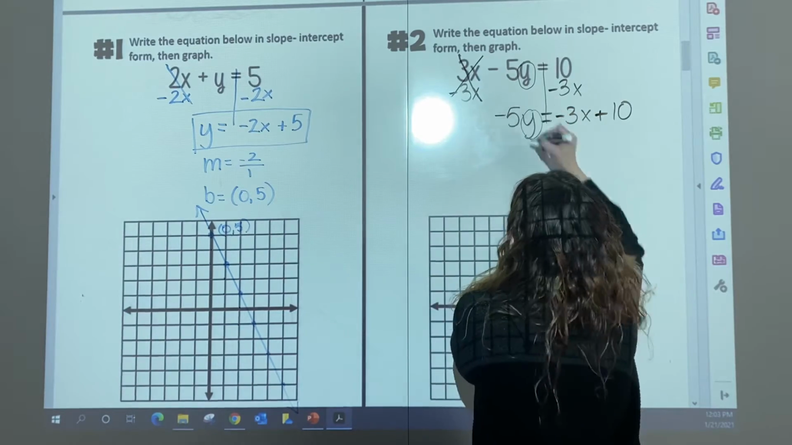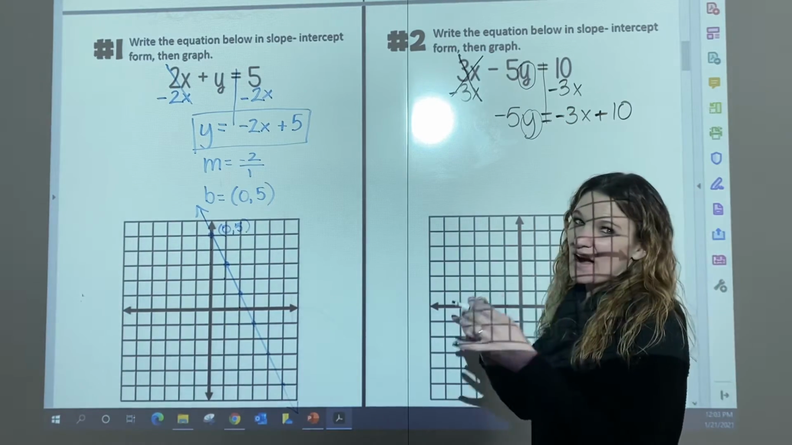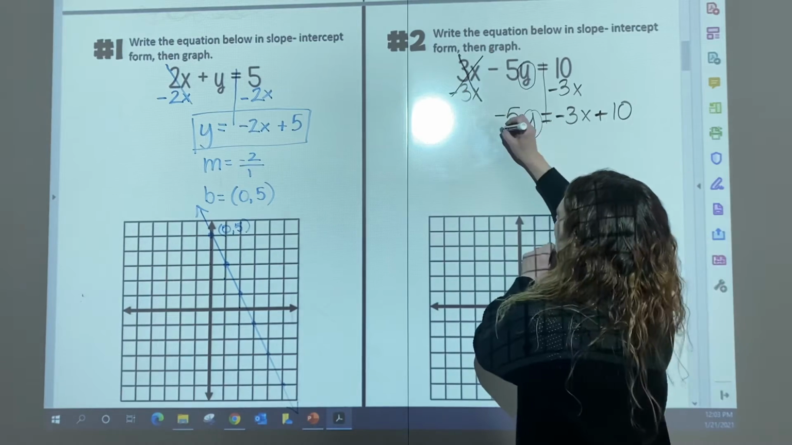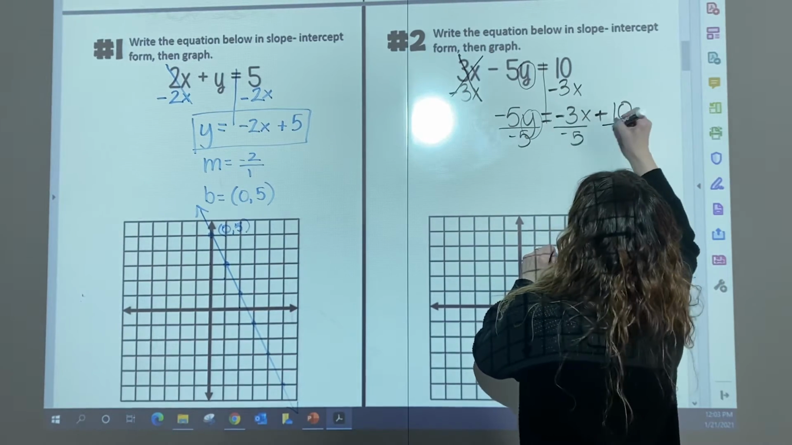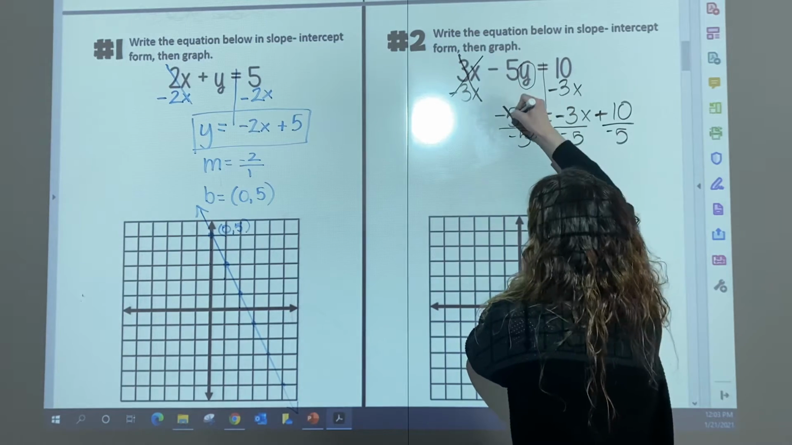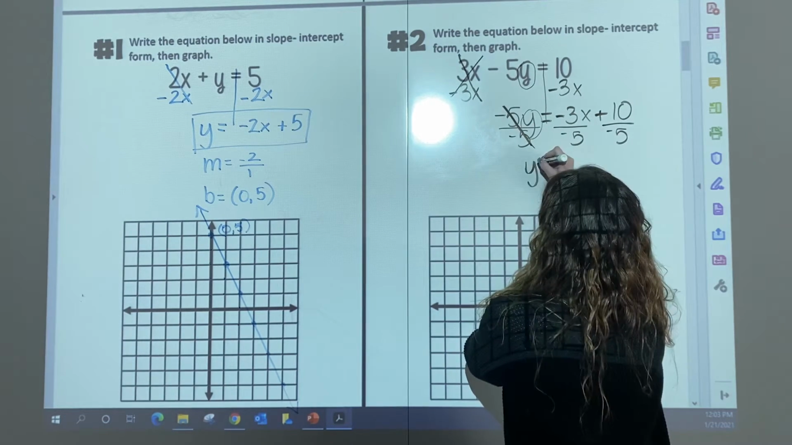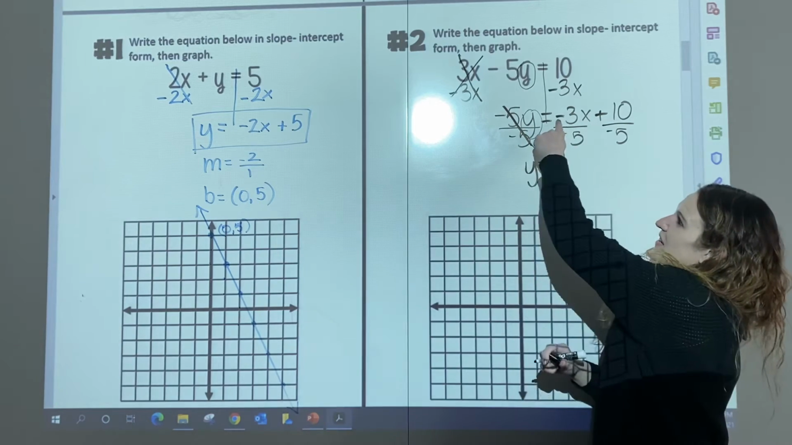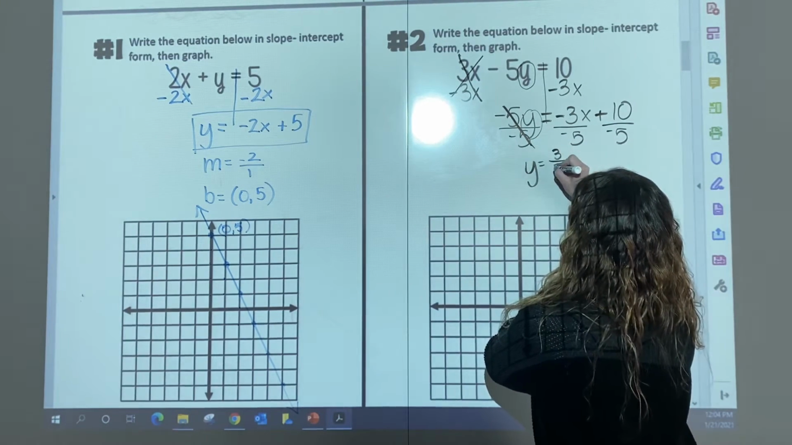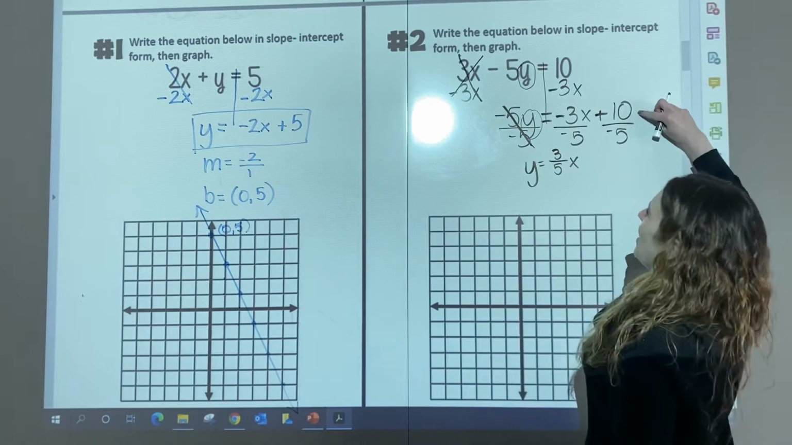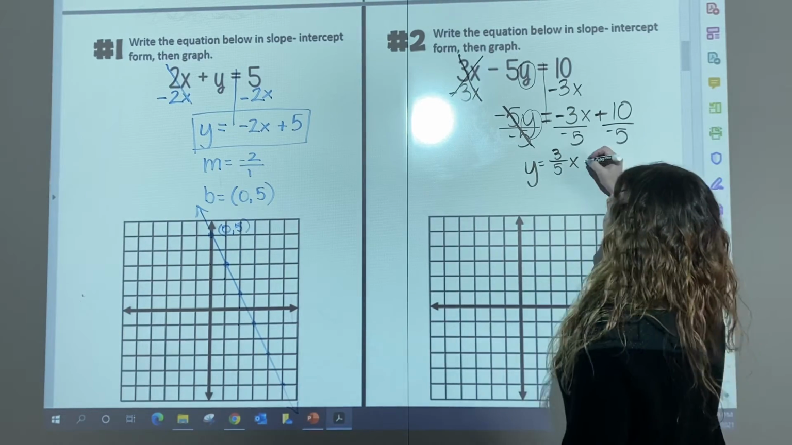Last, we want to get anything attached to the y away. Since it's being multiplied, I'm going to need to divide. And since I divide this, I'm going to divide everything. Those cancel out, and I have y equals. I know that a negative divided by a negative gives me a positive. So it's positive 3 over 5x. Positive 10 divided by negative 5 gives me negative 2.